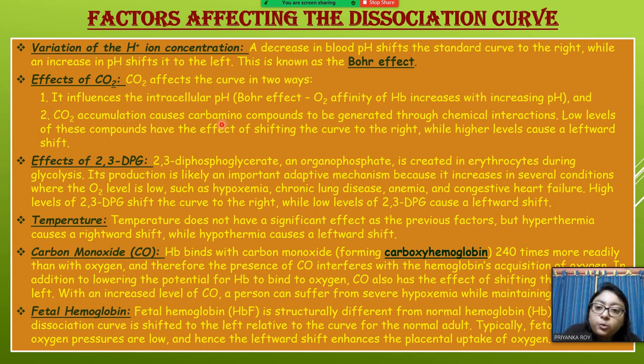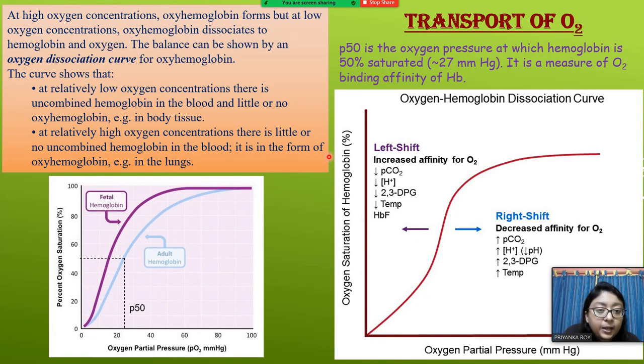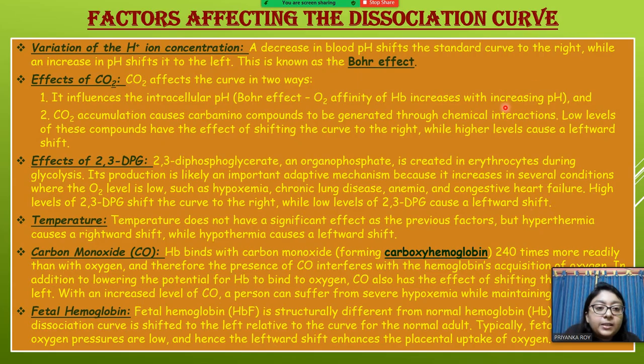Also, CO2 accumulation causes carbamino compounds to be generated, and these compounds have the effect of shifting the curve to the right. When the carbamino compounds increase in the blood, it will shift the curve towards the right. When the partial pressure of carbon dioxide increases, the oxygen affinity will decrease, and similarly when the partial pressure of carbon dioxide decreases, the oxygen affinity will increase. So with the presence of carbamino compounds, there will be a decrease in the affinity for oxygen.